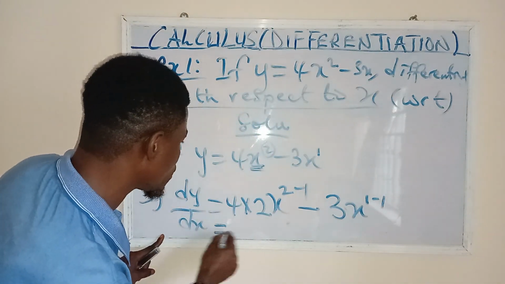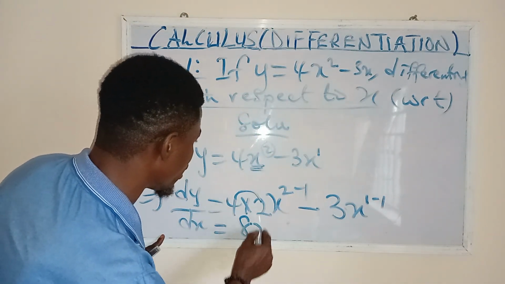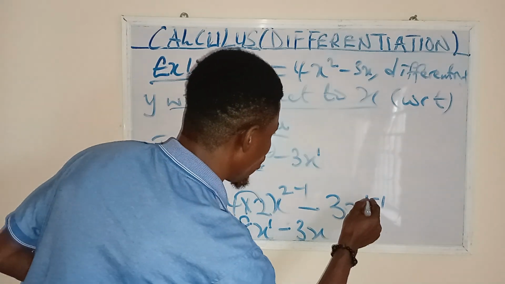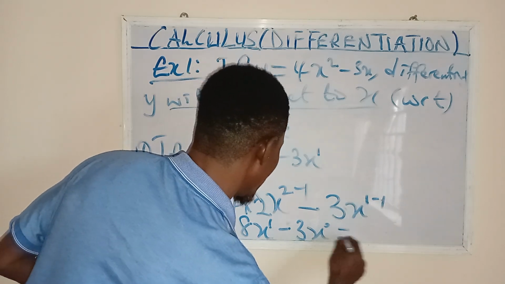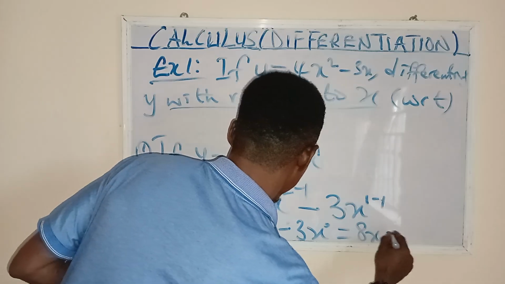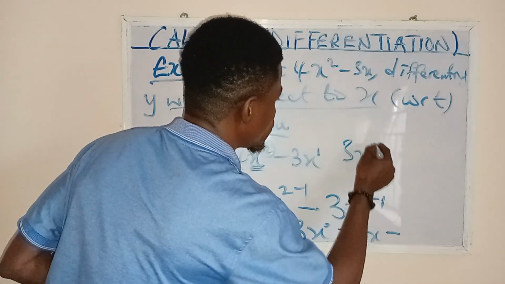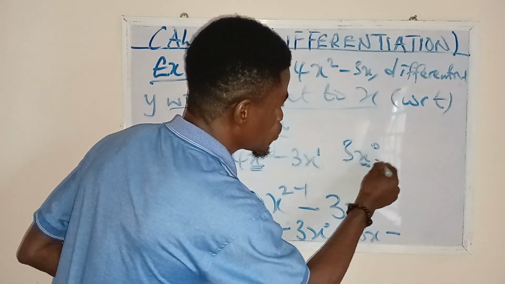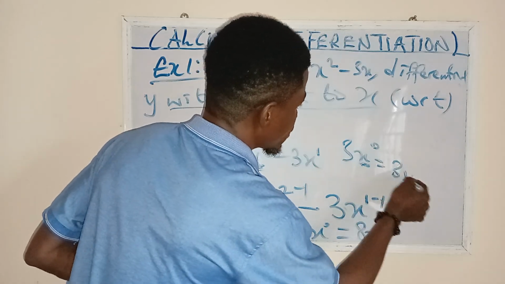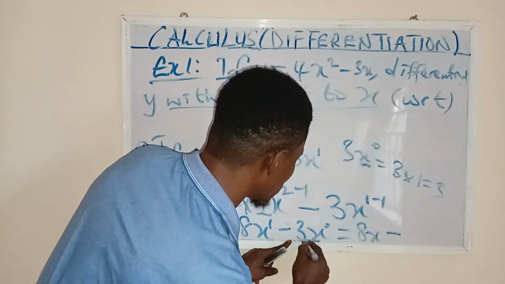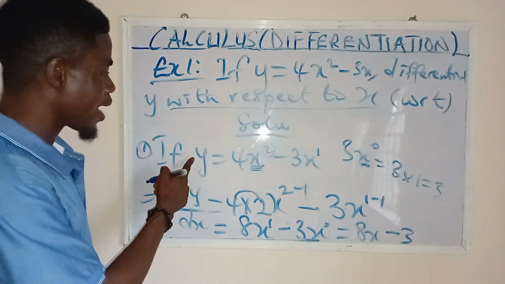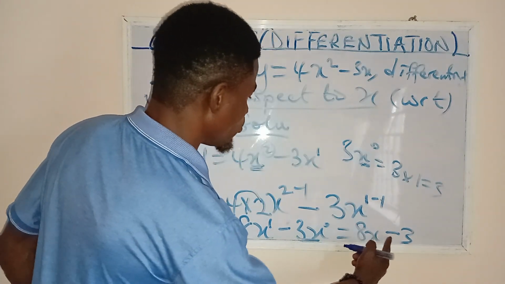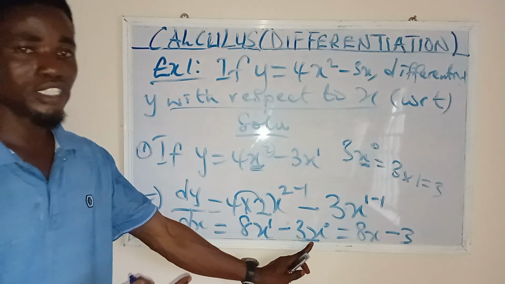Multiplying 4 and 2 gives 8, then x, since 2 minus 1 is 1. Then minus 3x, where 1 minus 1 is 0. So finally we have 8x, then minus 3x raised to power 0. Any x raised to power 0 means 1, so we multiply 3 times 1, which gives 3. Therefore, when you differentiate y equals 4x squared minus 3x, it will give you 8x minus 3. That is how to differentiate that. Thank you.